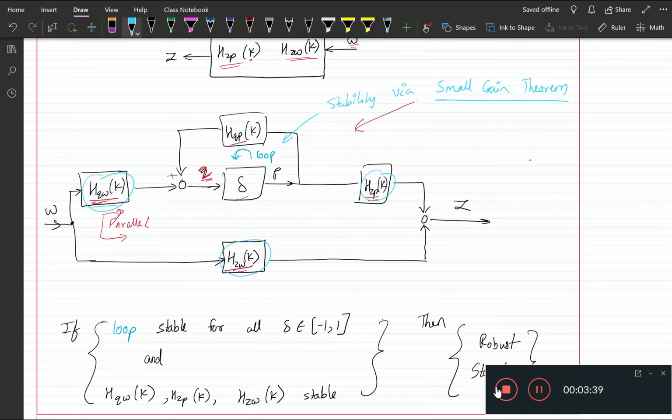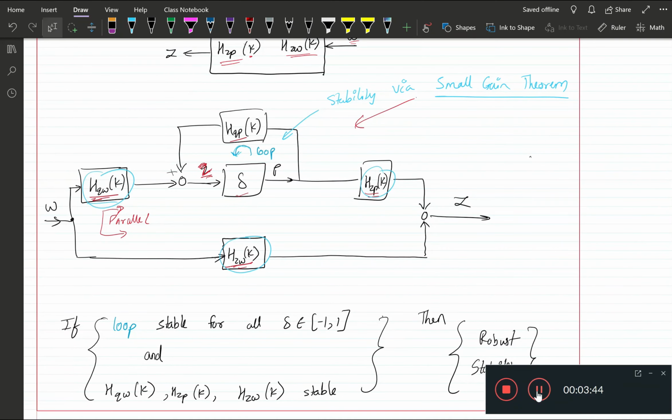So the condition for the loop being stable is given by the small gain theorem. The small gain theorem basically says that the loop is stable if the norm of HQP of K is less than 1, because we know that the norm of delta is less than or equal to 1. So this we already reviewed in the previous section, so that's the idea now.